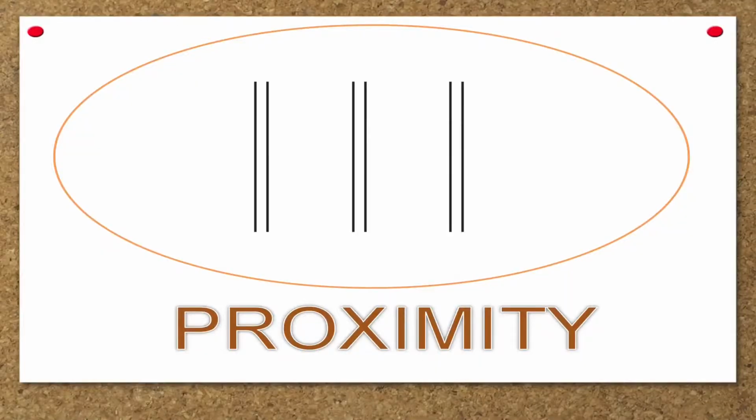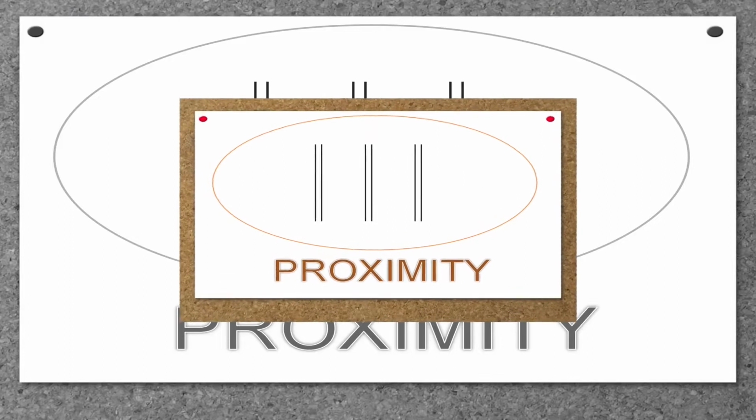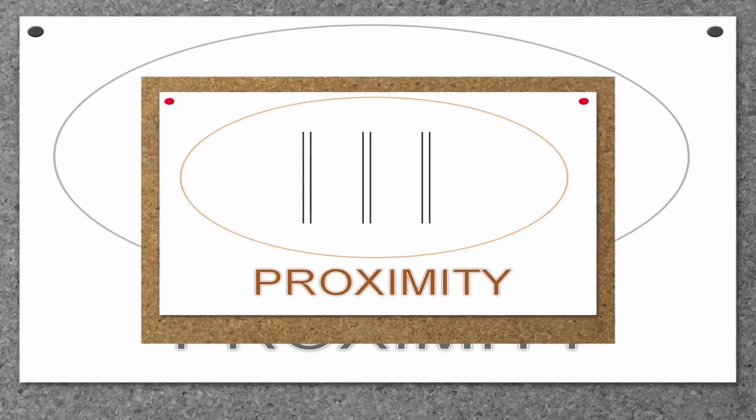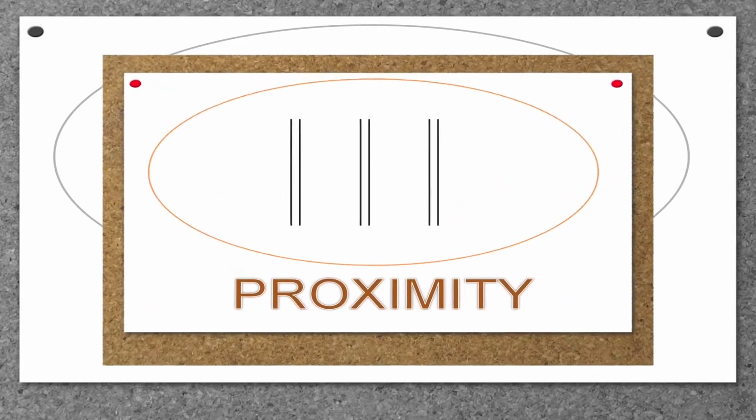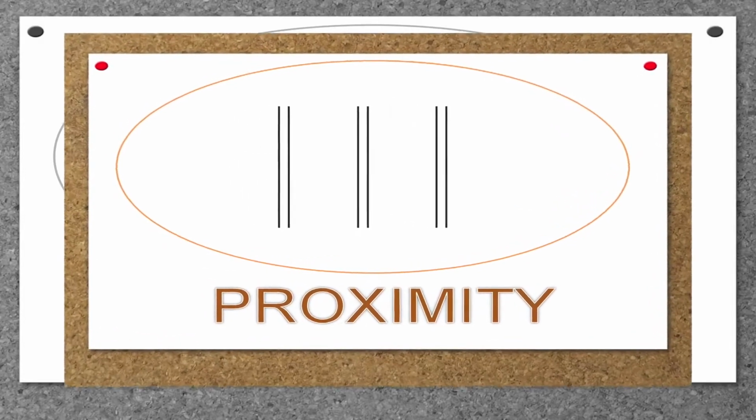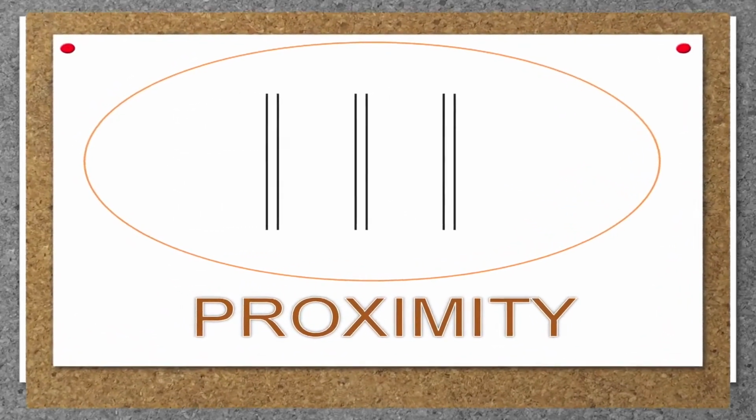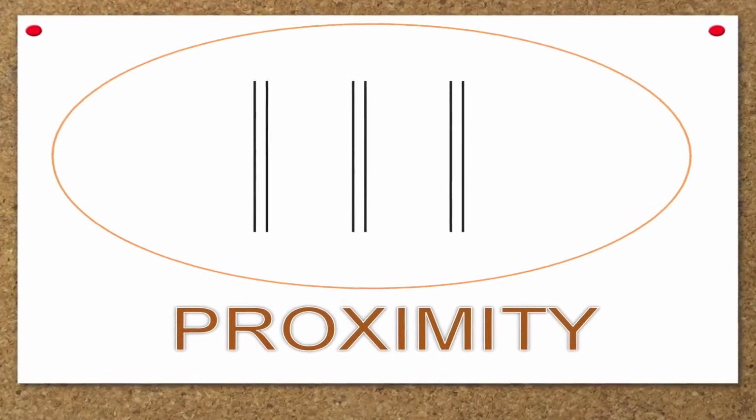The second is the law of proximity. That means all the stimuli that occur together in space or time will be organized together. You can observe in the following figure that three groups of two vertical lines are there. You will find it difficult to see six individual lines.